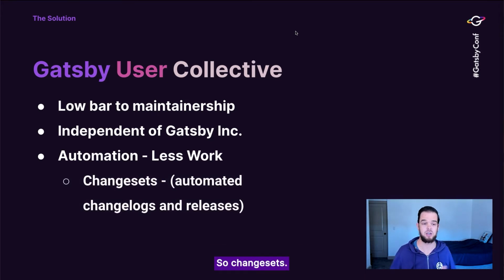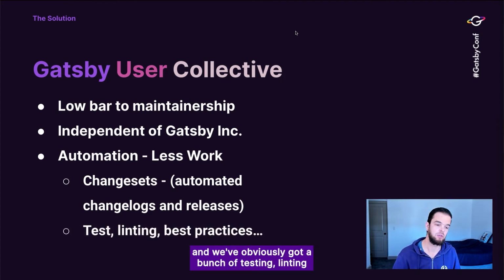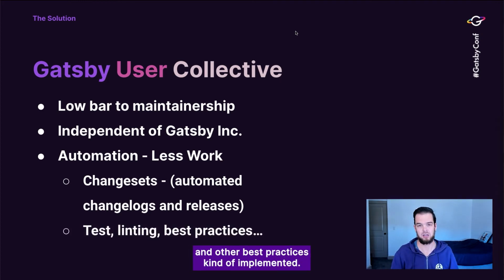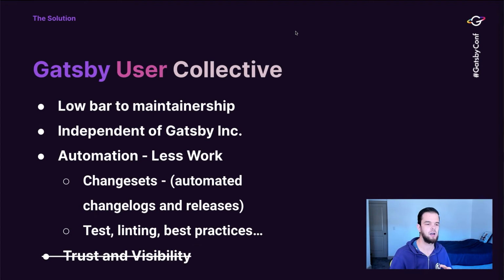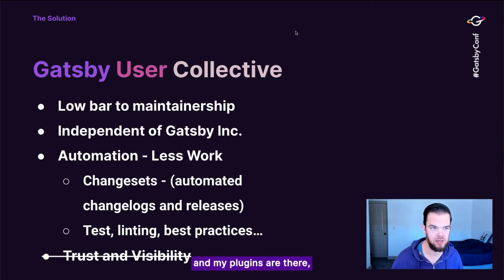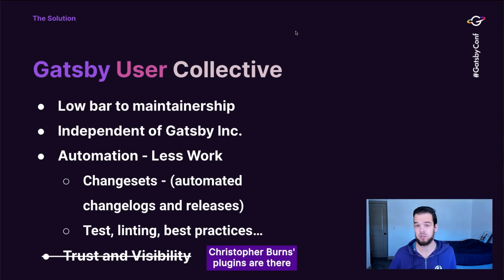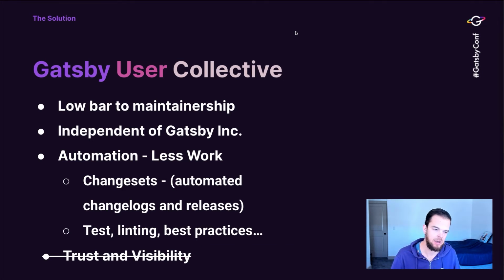So changesets. We're using these to automate changelogs and releases. And we've obviously got a bunch of testing, linting, and other best practices implemented. There's more to be done and more that we could do. But there was something we didn't have, and that was trust and visibility. I started this project over a year ago now, and my plugins are there, Christopher Burns' plugins are there, and there's a couple other plugins that have been contributed.